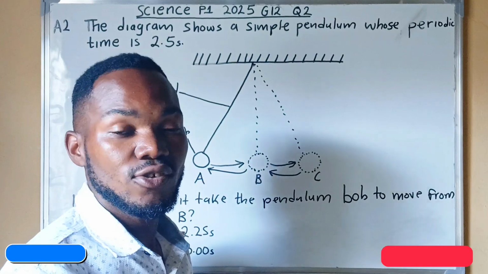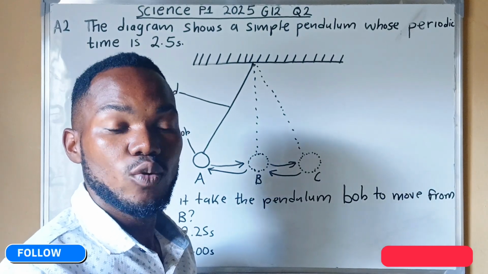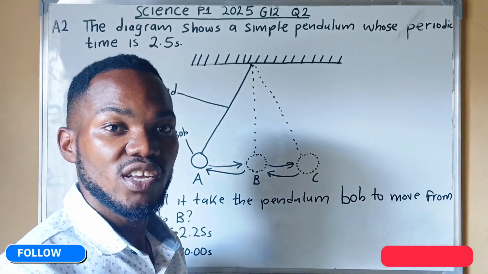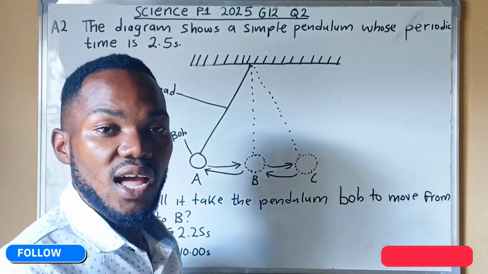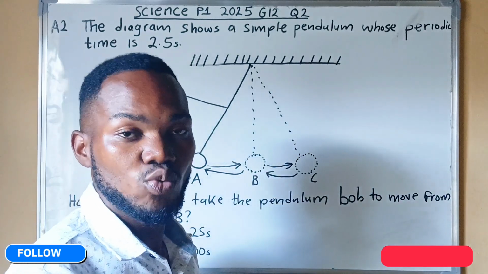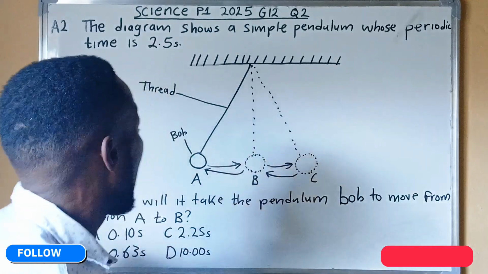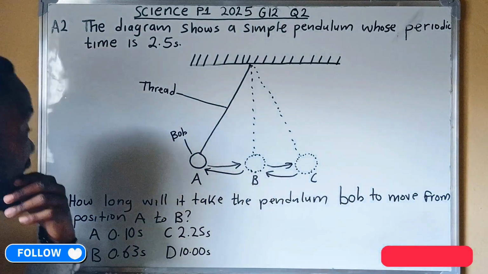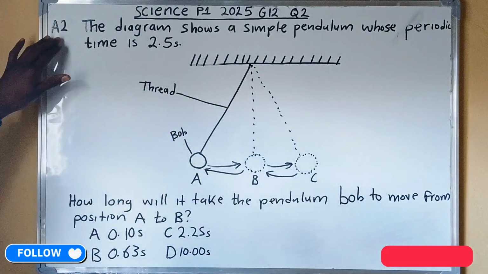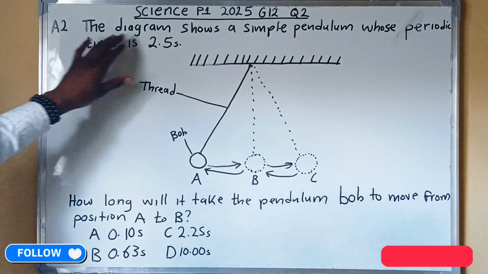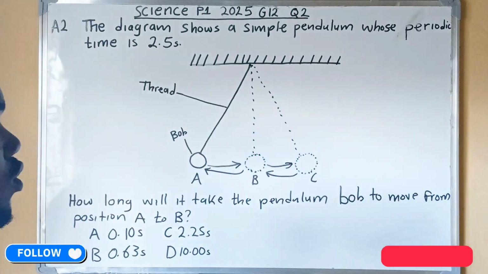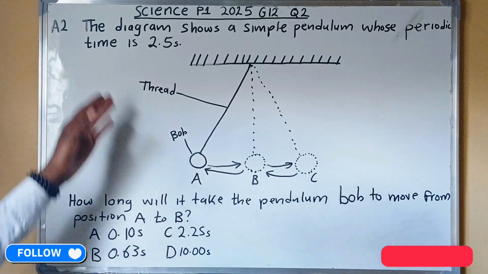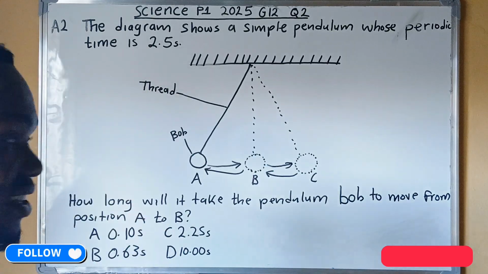In today's lesson, we are looking at a question which came on multiple choice in Science Paper 2, 2025 G12 exam. This was a question which came last year. It was question 2. It says the diagram shows a simple pendulum whose periodic time is 2.5 seconds.